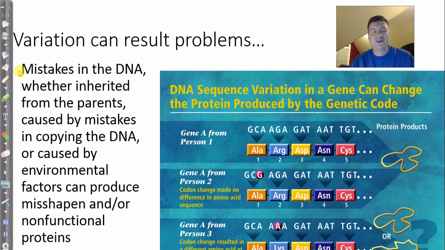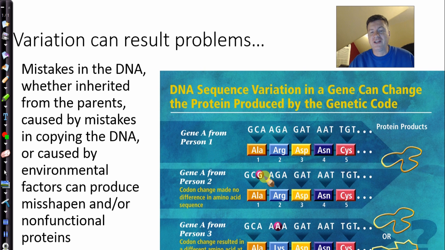What we're seeing here is the normal sequence of GCA, AGA, GAT. Again, the sequence of bases in DNA, in this case, spells out the amino acid alanine, the amino acid arginine, the amino acid asparagine, and so forth. And ultimately, we end up with a functional protein. The order of those amino acids results in the functional protein.